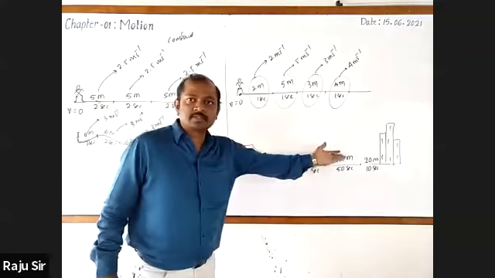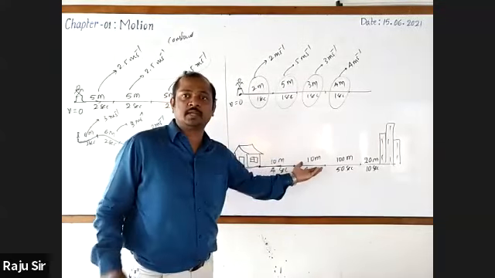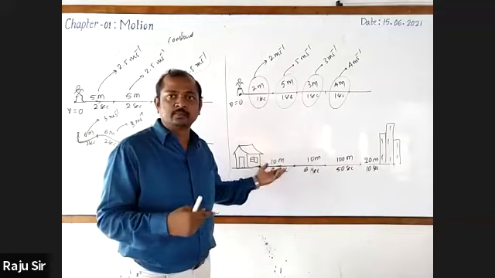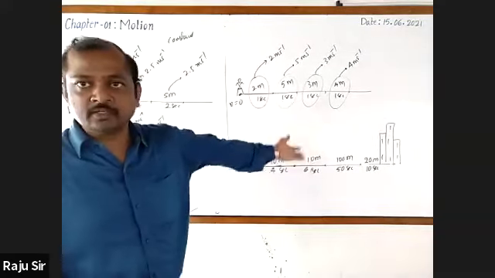Sir, because he has different speeds in different time intervals. Yes, he covered unequal distances in unequal intervals of time. From this, we can come to know that he has moved with a different speed.